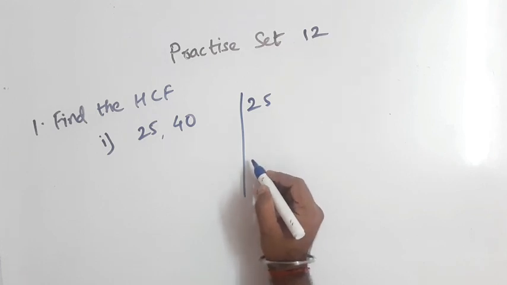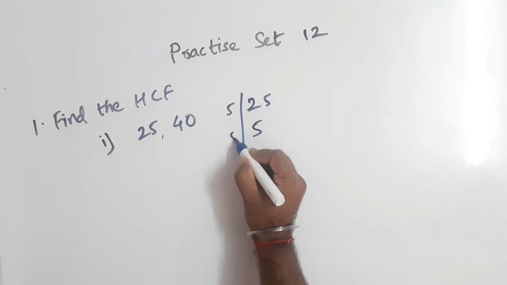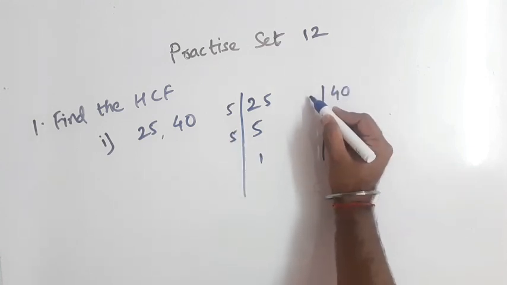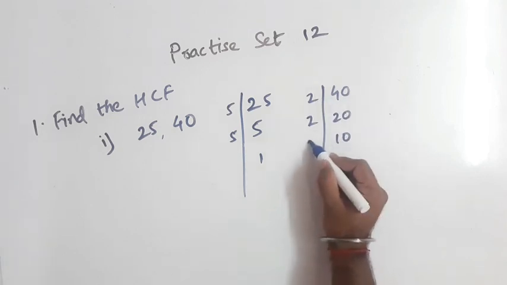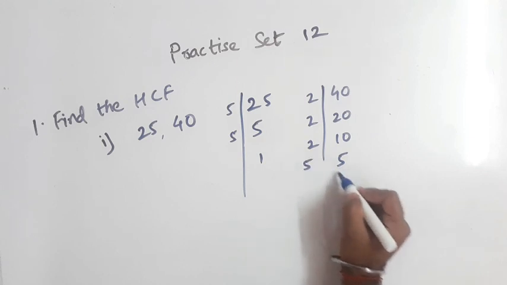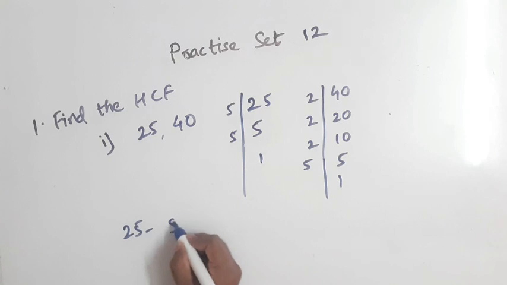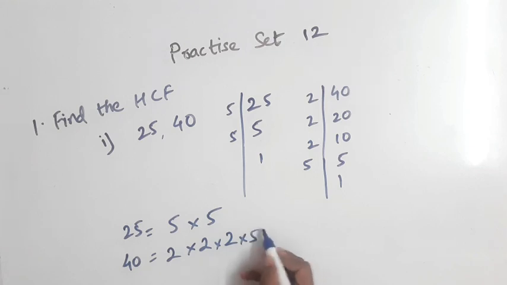Of 25. 25 is 5 fives are 25, 1 twenty-five. Then I'll take 40. 40 is 2 twenties, 2 tens, 2 fives and 5 eights. Okay. So I'll write the factors of 25 are 5 into 5. And the factors of 40 are 2 into 2 into 2 into 5.